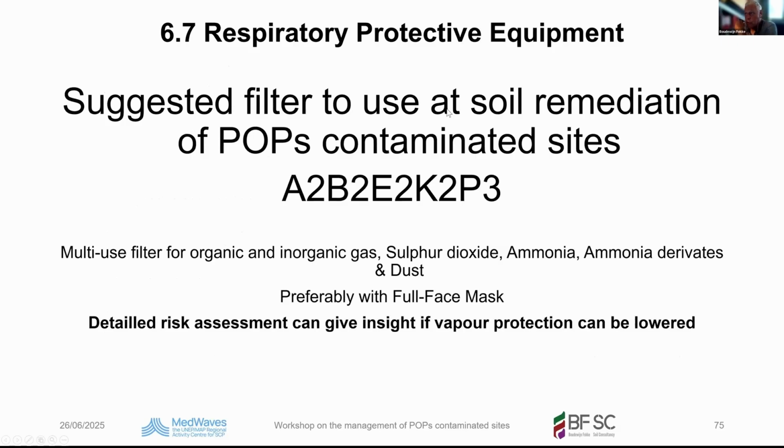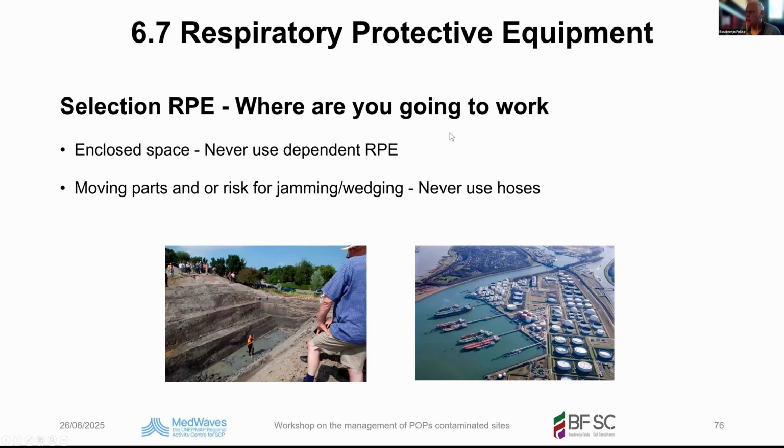The suggested filter to use at a soil remediation project for a POPs contaminated site is A2, B2, E2, K2, and P3. Multi-use filter for organic and inorganic gas, sulfur dioxide, ammonium derivatives, and dust. Preferably on a full face mask. A detailed risk assessment can give insight in vapor protection. If you do a detailed risk assessment, it gives insight, you can go lower. But this is advised.